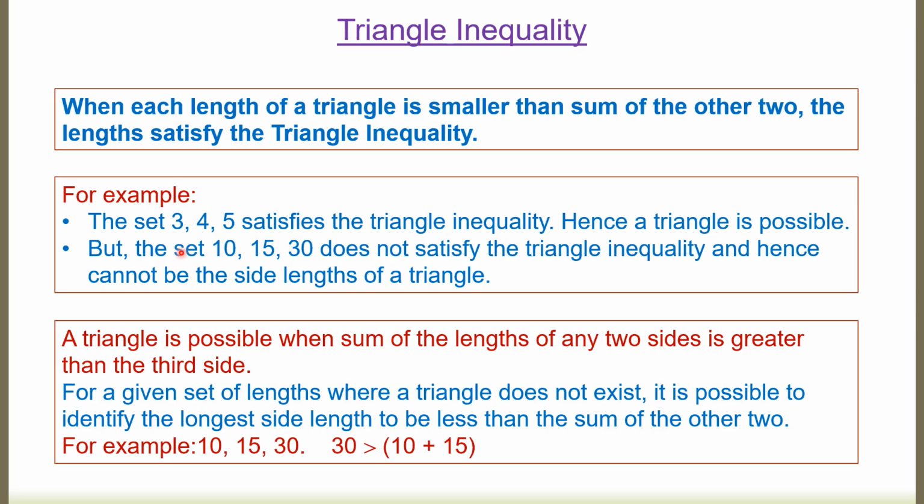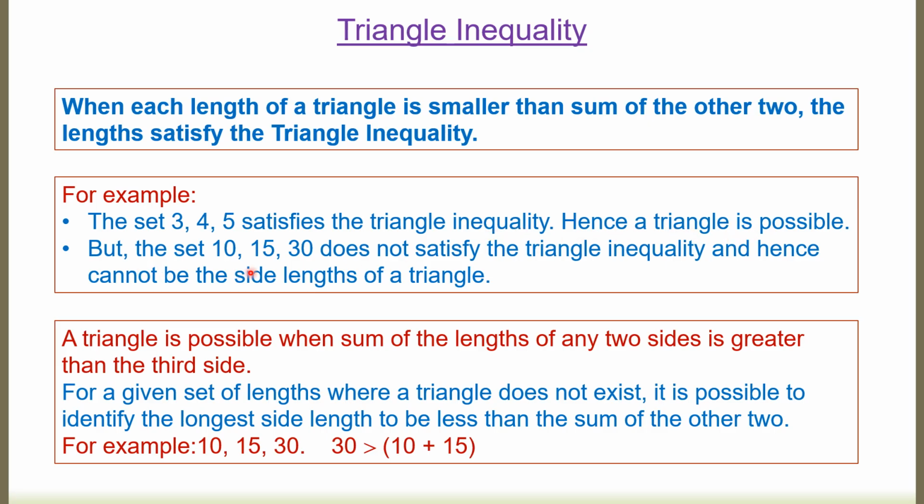Examples: 3, 4, 5. This satisfies the triangle inequality because 3 plus 4 is greater than 5, 4 plus 5 is greater than 3, and 3 plus 5 is greater than 4. So these measurements satisfy the triangle inequality, and hence a triangle is possible.